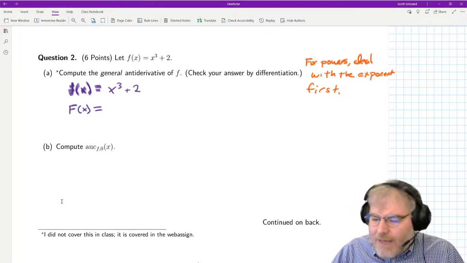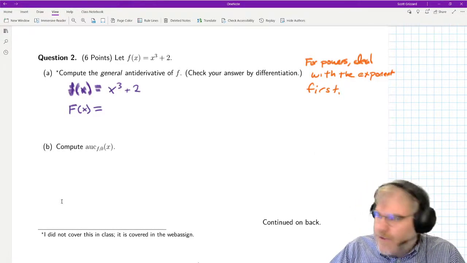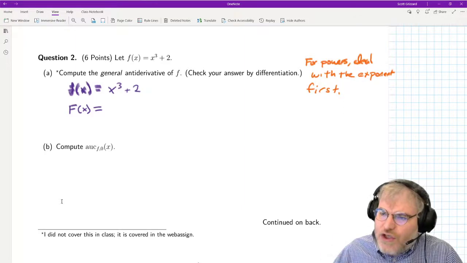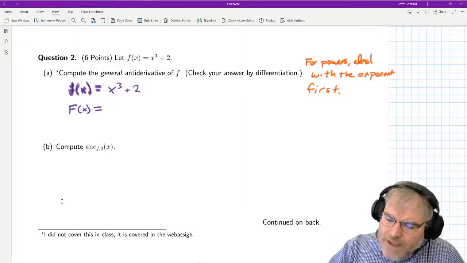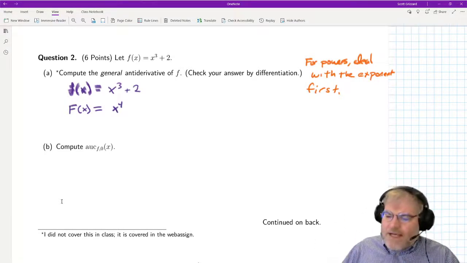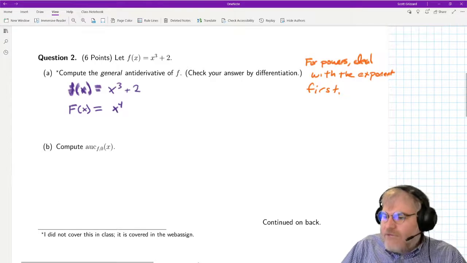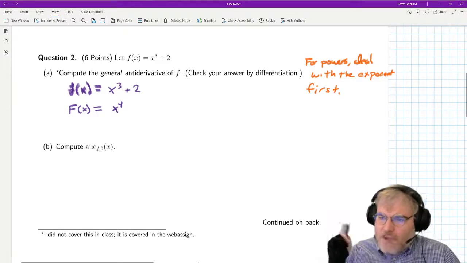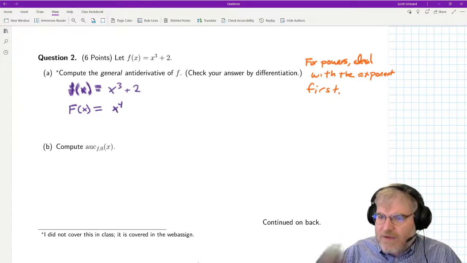Now, what I'm going to do is deal with the exponent first. The exponent here is a cube, so what I'm going to wind up with is an x to the fourth, right? Because when I do the subtraction, I wind up with a 3. How do we feel about that, 1 to 5? When I subtract 1, when I take the derivative, I wind up with a 3.